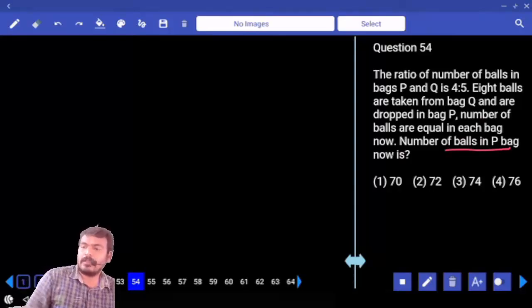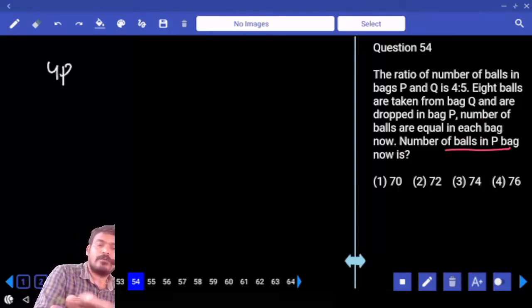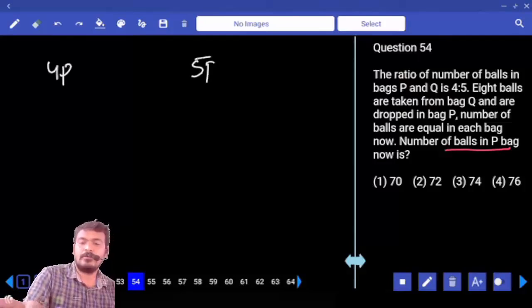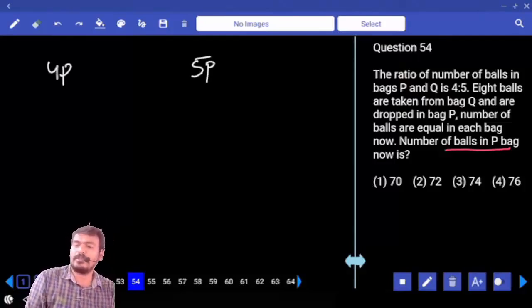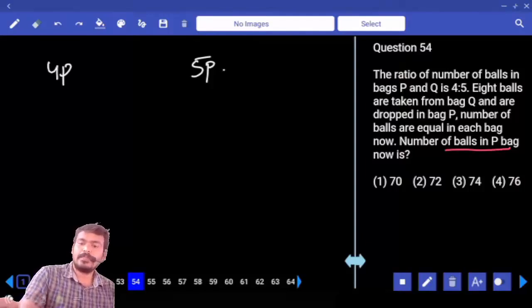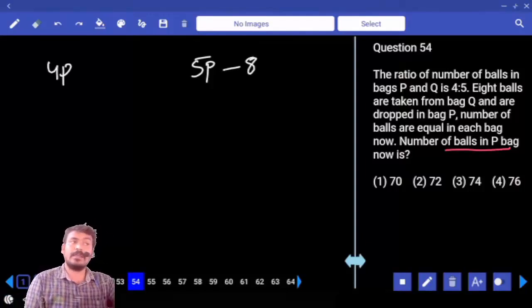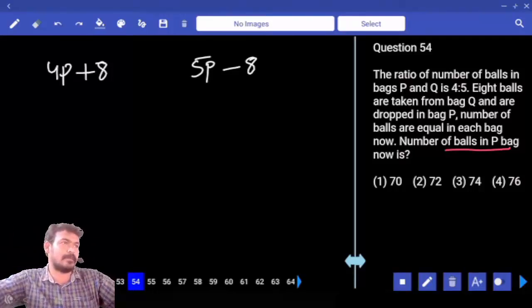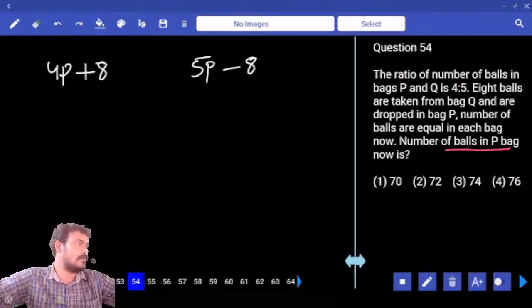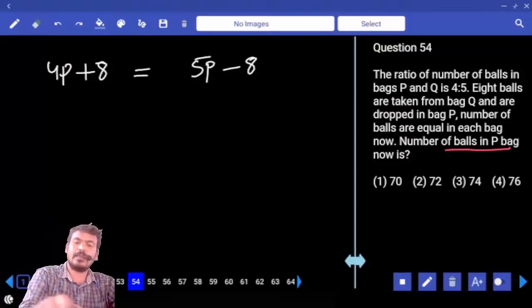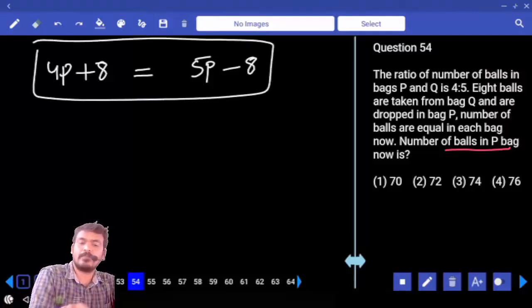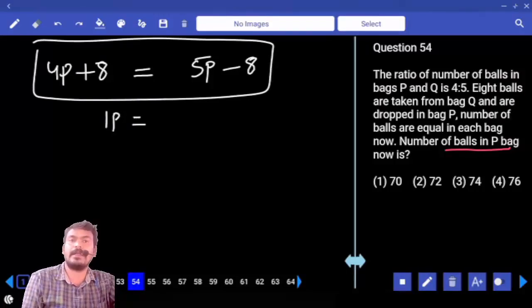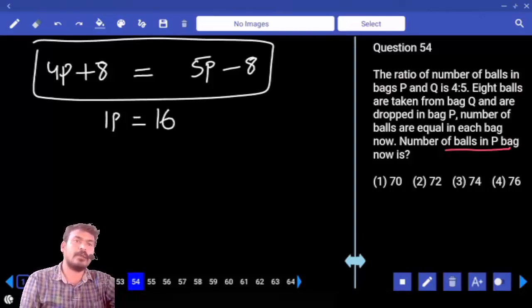After adding. Initially P is how many parts? 4 parts. Initially Q is how many parts? 5 parts. Out of 5 parts, how many balls are taken? 8 balls. Minus 8 or plus 8? Minus 8. That 8 is added to which one? P or not? Means we are adding plus 8 or minus 8? Plus 8. Right hand side 8 are subtracted. It is added to left hand side plus 8 or not? But both balls are equal balls or different? Equal. What is the difference between 4 parts and 5 parts? 1 part. What is the difference between 8 and 8? 16 or not? 1 part equal to 16.